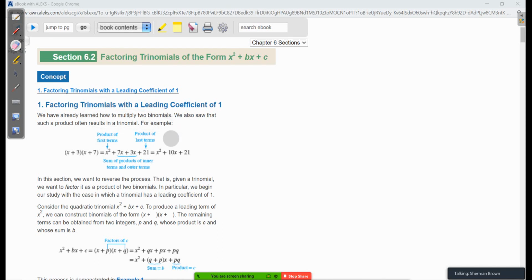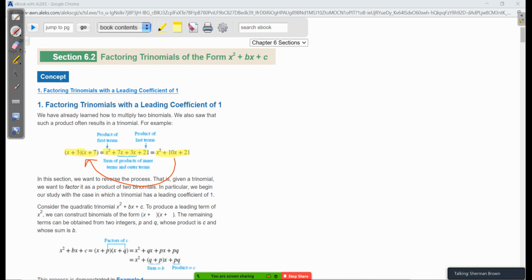Okay, we look here at the example. We have x plus 3 times the quantity of x plus 7. All right, so if we were to FOIL it out, we would get x squared plus 7x plus 3x plus 21. And then once we combine the like terms of 7 and 3, we would have x squared plus 10x plus 21. Right? So what we're wanting to do now is go from the multiplied out form into a factored form.